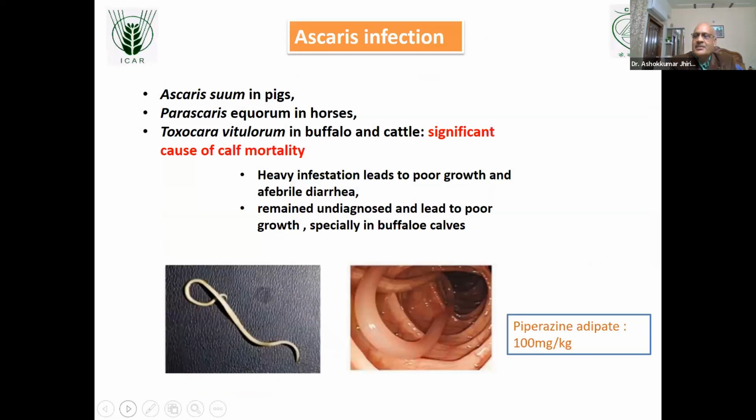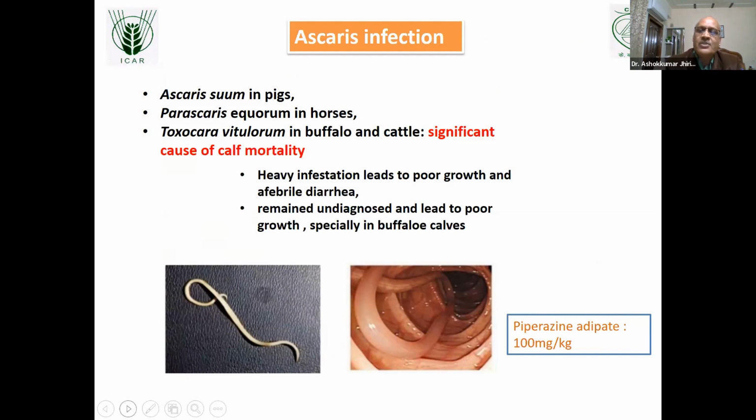And the next is Ascaris. It needs special attention from the veterinarian because Ascaris is causing a problem in all types of livestock. It may be pig, horse, buffalo or cattle. Especially Toxocara vitulorum in buffalo and cattle has very significant impact on neonatal mortality. In calf mortality it is very significant because the Toxocara sometimes occupies a large space.